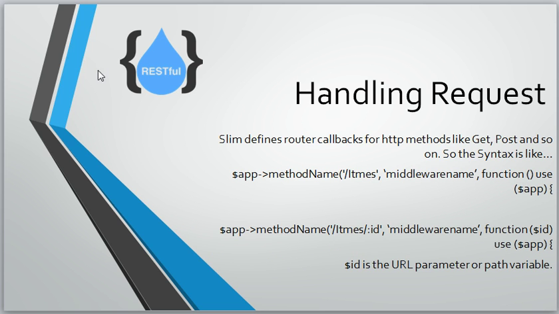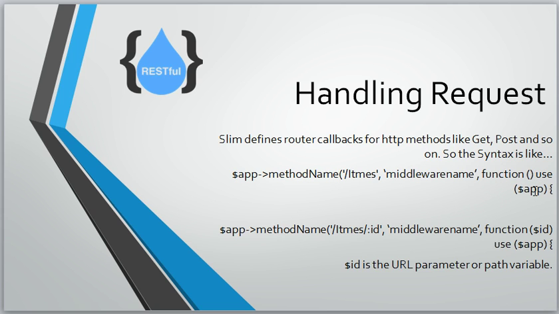Slim defines router callbacks for HTTP methods like get, post and so on. The syntax is like $app->method name, '/items', function() use ($app). So in the first example, when the URL ends with /items and the method name matches an HTTP method such as get, post, put, delete, then the body of the function will get executed.